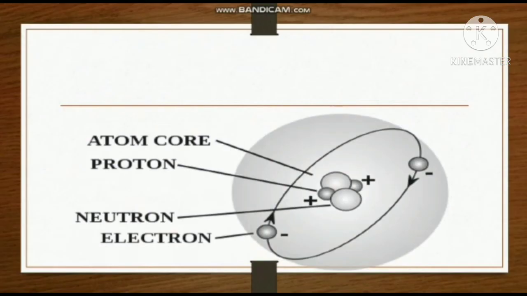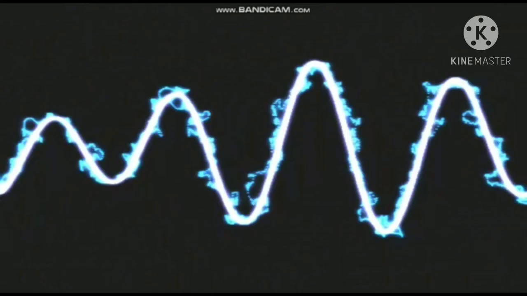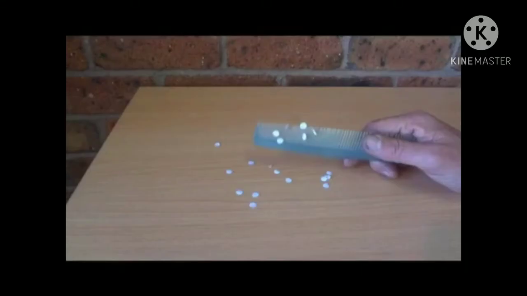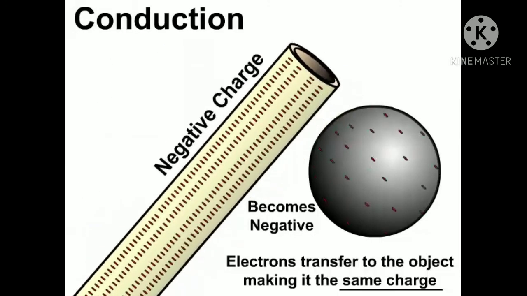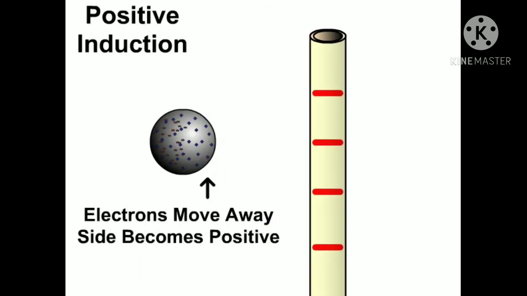In this session, we have discussed the structure of an atom, what electric current or electricity is, and the two kinds of charges, positive and negative, and how they are created. They are created by friction, conduction, as well as through induction.